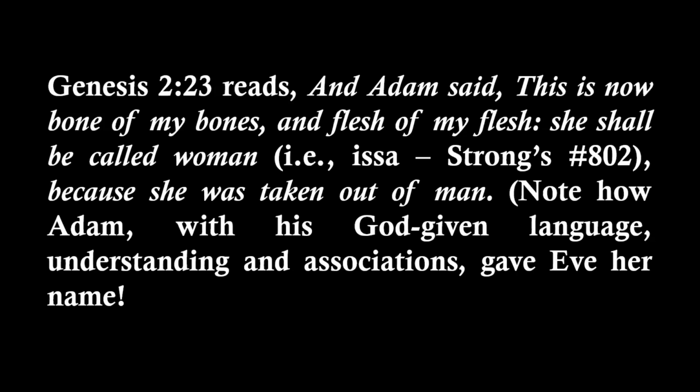Eve's name is perhaps a verb as much as it is a noun, in that the word also translates as life. Thus, Adam named her woman. Also interpreted Issa, I-S-S-A, Strong's number 2425, meaning life, to live, and living. All three come from that word. Thus, the first woman and wife was to become the mother of all living.